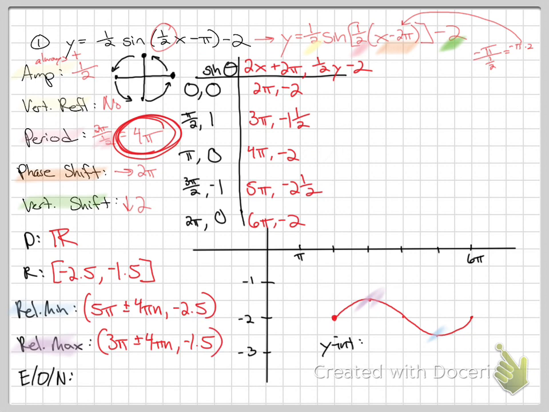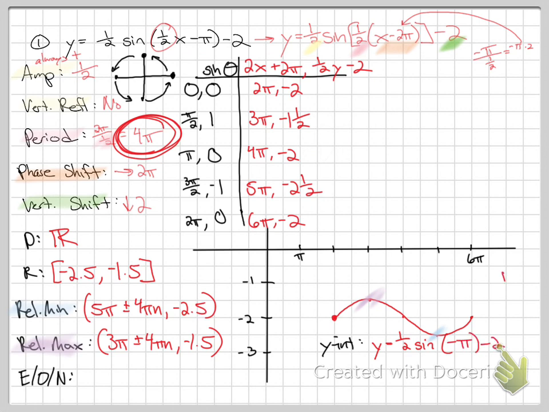Even, odd, neither. You can try to back your graph up. If you've spaced it out nicely, you can try to figure out what's going to happen if you go backwards. But in case it's not a nice number, we should be able to find it algebraically. So over here, because I ran out of space, I'm going to plug 0 into the original equation. So 1/2 sine, half of 0 just goes away, minus pi minus 2.